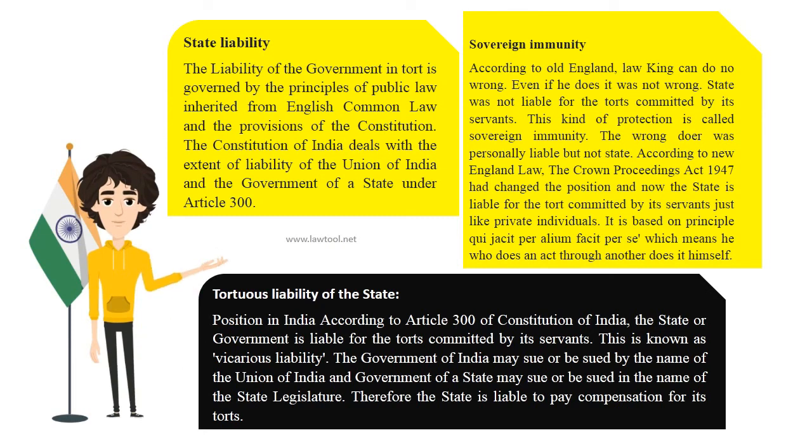It is based on the principle qui facit per alium facit per se, which means he who does an act through another does it himself. 3. Tortious liability of the state, position in India. According to Article 300 of the Constitution of India, the state or government is liable for the torts committed by its servants. This is known as vicarious liability. The government of India may sue or be sued by the name of the Union of India, and the government of a state may sue or be sued in the name of the state. Therefore, the state is liable to pay compensation for its torts.